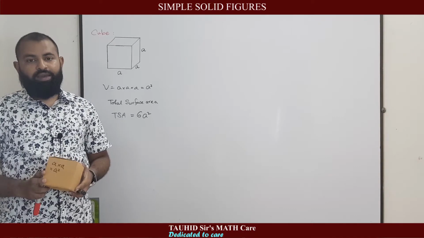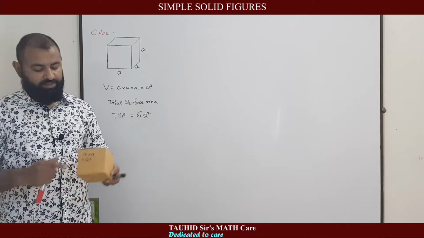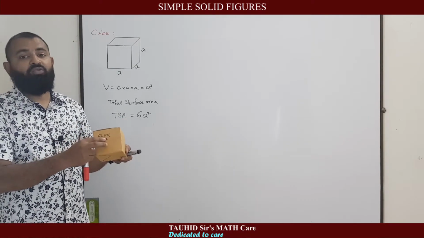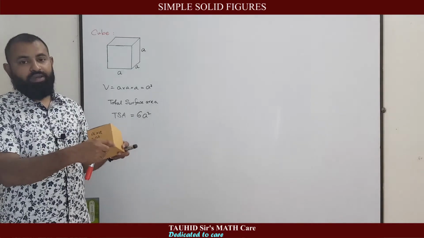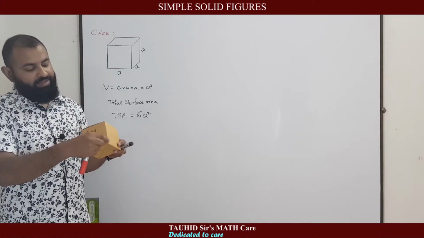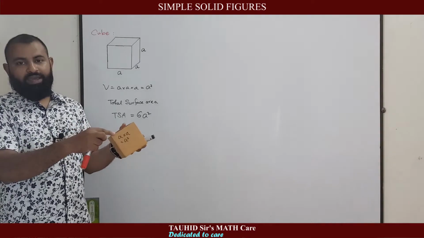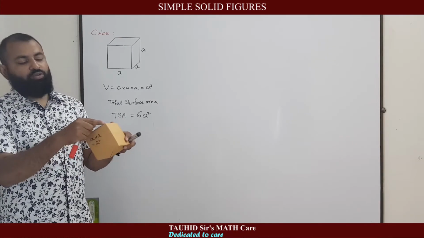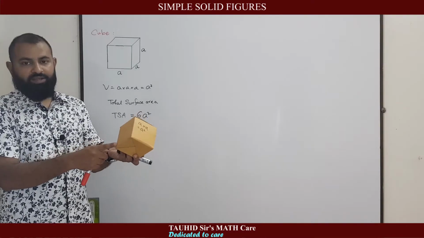Now we will learn about vertex, edge and surface or face. This area or this plane is called a surface or face. This line here is called an edge. This line is called an edge. This line is called an edge. And this point is called a vertex. This is a vertex, this is a vertex, this is a vertex, this is a vertex, this is a vertex.